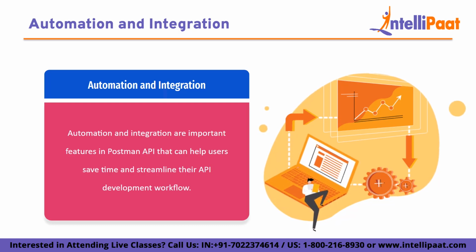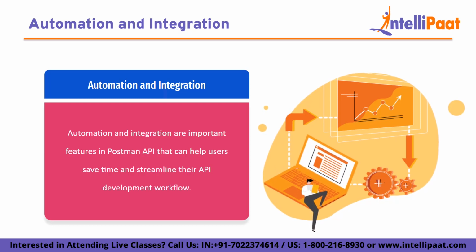Automated tests can be run as part of a CI/CD pipeline or on a schedule, making it easy to test APIs on a regular basis. Postman also provides automation features for API documentation, allowing users to automatically generate API documentation based on their API requests and responses. This can save time and ensure that API documentation is always up to date and accurate.